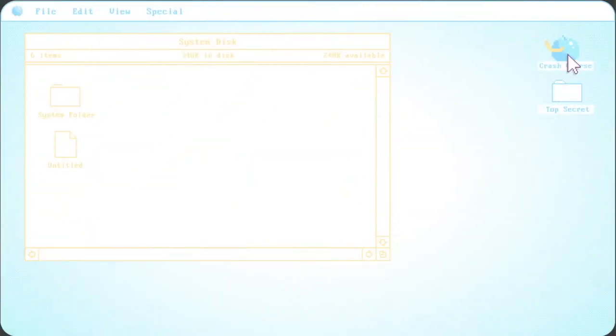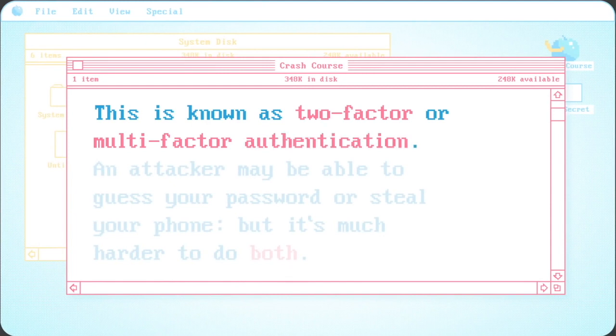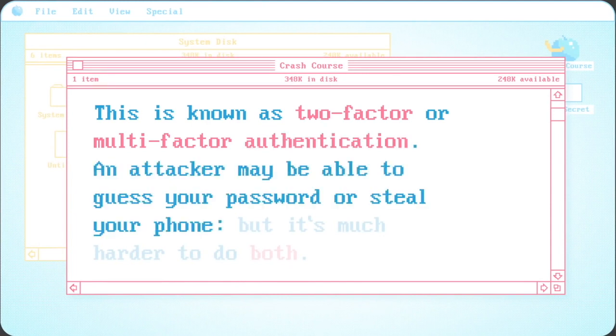Basically, all forms of authentication have strengths and weaknesses, and all can be compromised in one way or another. So security experts suggest using 2 or more forms of authentication for important accounts. This is known as two-factor or multi-factor authentication. An attacker may be able to guess your password or steal your phone, but it's much harder to do both. Make your password stronger, turn on two-factor authentication, and never click links in unsolicited emails.